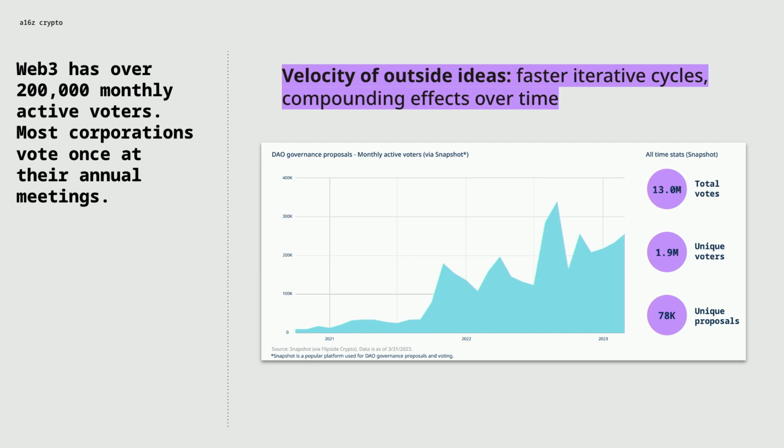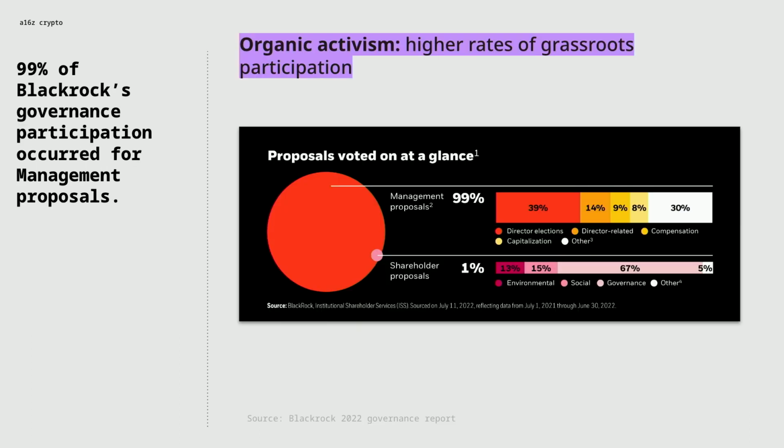They get involved in ways that they wouldn't early on, and then those folks end up becoming long-term contributors to your community. So there's over 200,000 monthly active voters in DAOs today, very different from traditional corporations that vote once a year at their annual shareholder meetings. The last thing is how organic this activism is and how it has a very grassroots focus, which I think nestles well with Web3's very egalitarian and grassroots ethos.